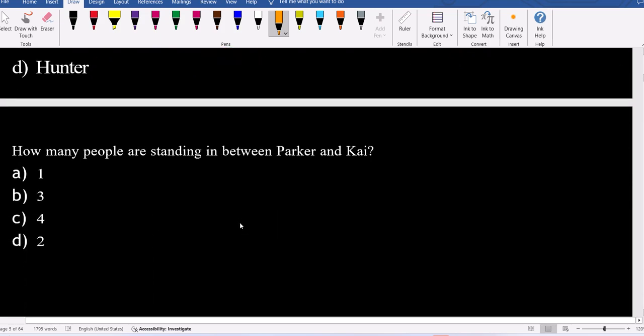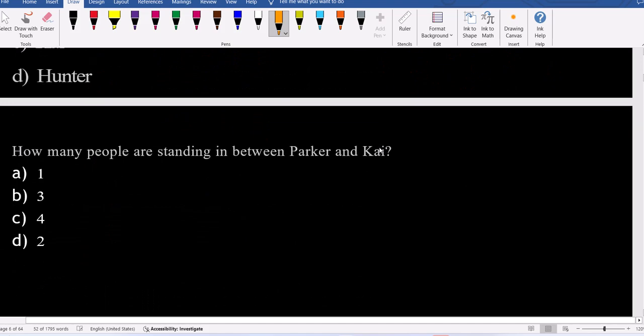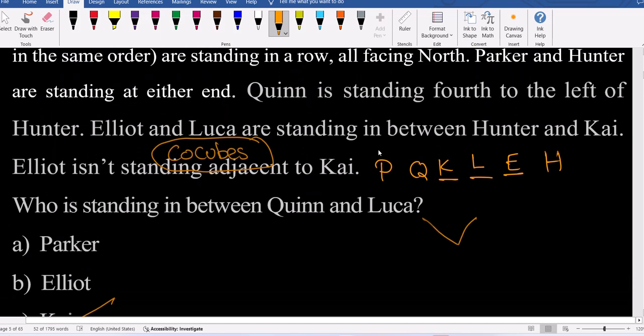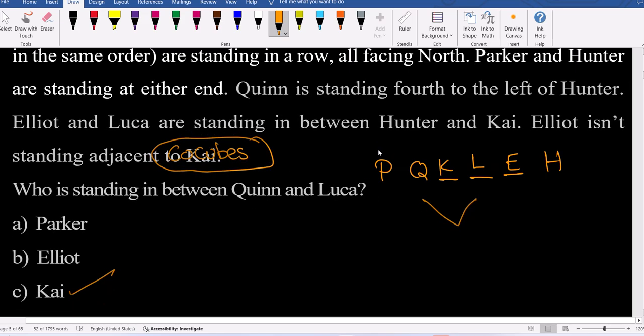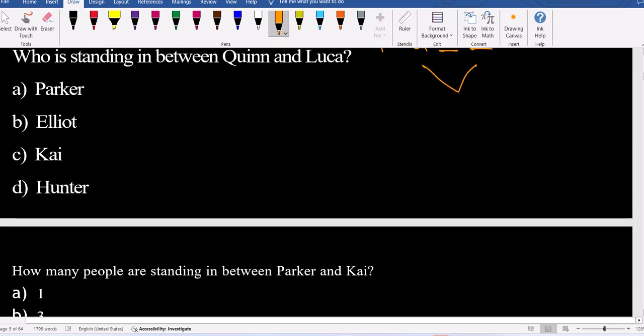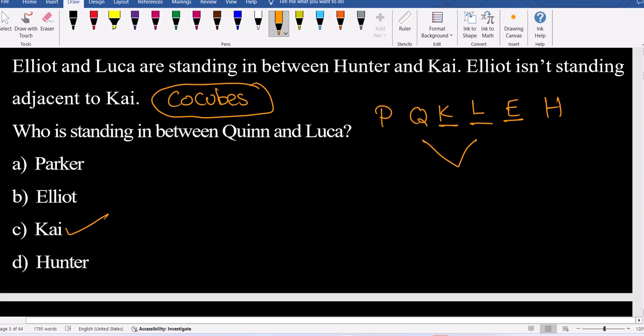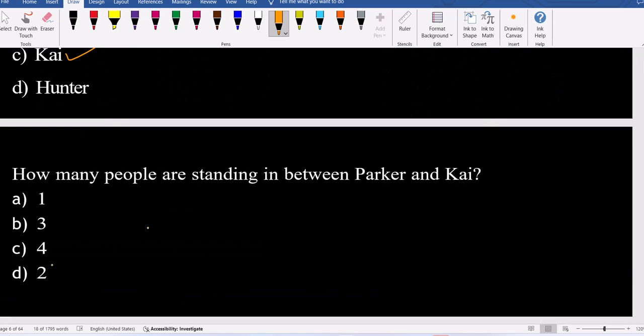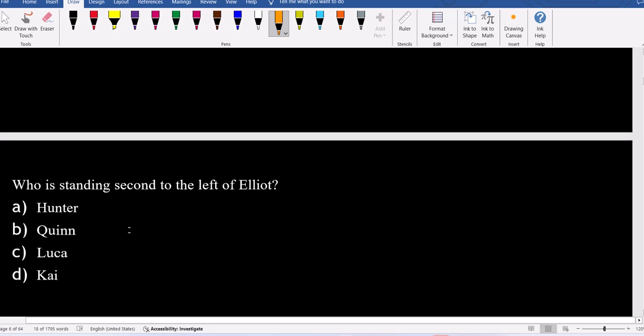Meanwhile, see the next one. How many people are standing between Parker and Kia? Between P and K, how many people are standing in between? The answer for the previous one is Kia. Fine. Now here, how many people are between P and K? Only one person is between P and K. So that's what we can say. Option one is correct. And for the same data, they gave one more question.